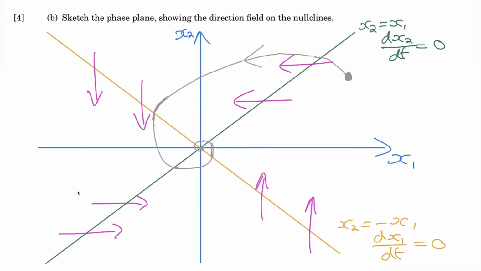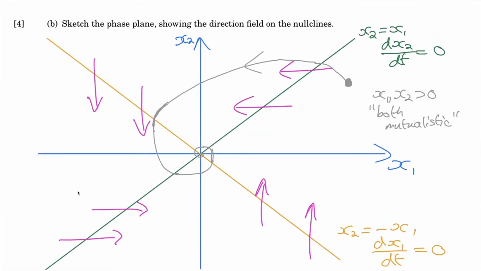Well, x1, x2 being positive means that they are mutualistic. So in this region, x1, x2 positive means that both are mutualistic. This region that they go into next, over here, we have x1 is negative and x2 is positive. So I'm going to abbreviate here. x1 is going to be antagonistic and x2 is going to be mutualistic.